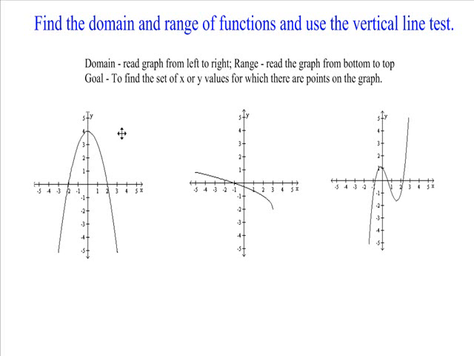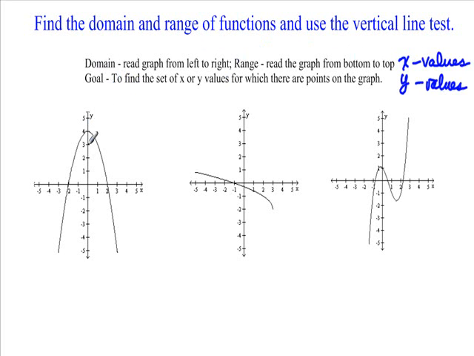The focus of this objective is to find the domain and range of functions and use the vertical line test. If you recall, the domain of a function is the set of x values for which a function is defined. And the range is the set of y values for which the function is defined. Well, we can read those if we know what the graph of that function happens to look like.